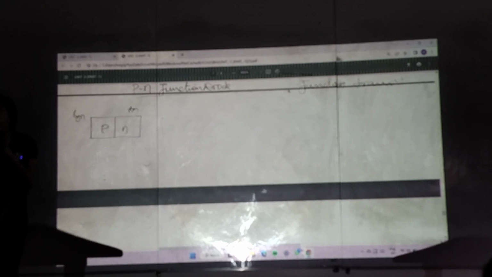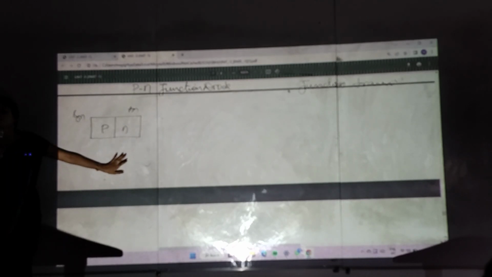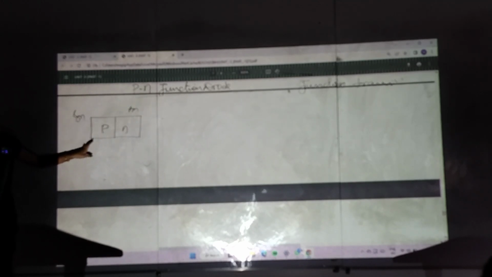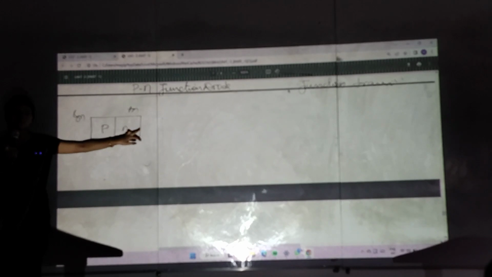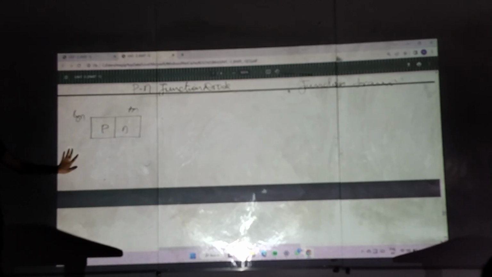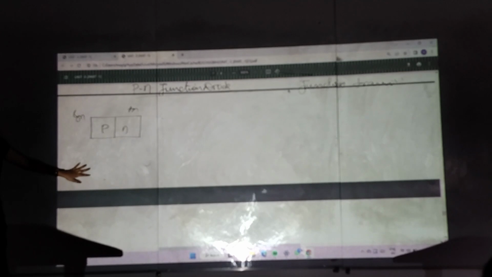So when I dope the semiconductor with the group 3 element, that is indium, I will call it a P-type semiconductor. And when I dope the other end of the semiconductor with arsenic, that is group 5, I will call it an N-type semiconductor. Understood how my semiconductor is now? I have P-type and N-type.